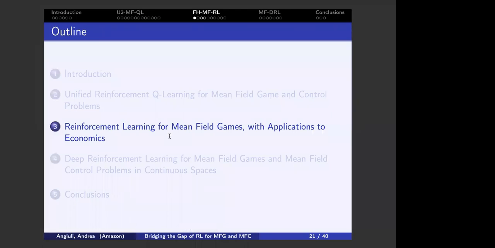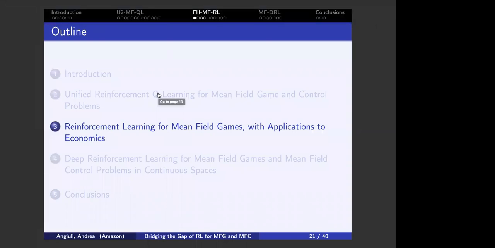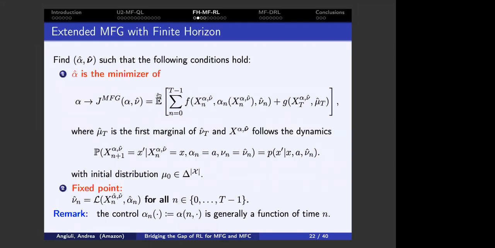So here I will explain an extension of this approach to finite horizon problems with the interaction that is through the joint distribution of the states and the action. So we consider the classical problems. Here we have the pair alpha_t and nu_t, where nu_t is the joint distribution, and is appearing both in the running cost and the dynamics, and its marginal distribution is appearing in the terminal cost. So we have to solve a fixed point for each point in time between 0 and capital T minus 1. And in this case, the control will be depending on time, differently from before.